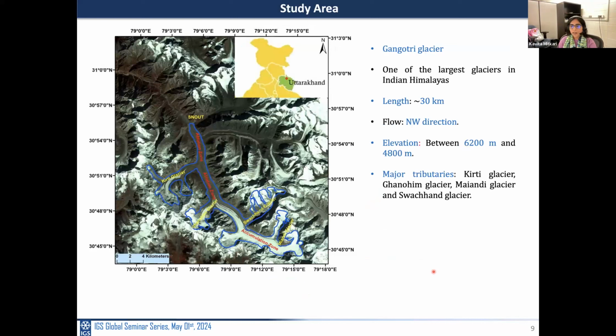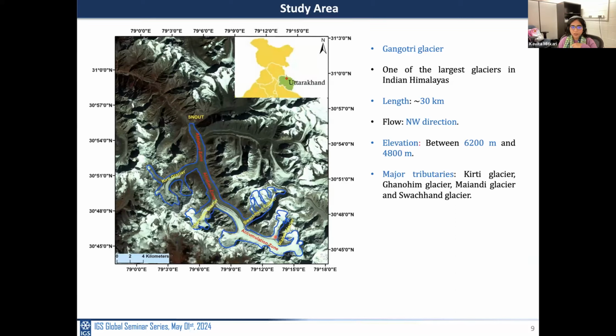The study area that I have considered here is the Gangotri Glacier, which lies in the Uttarakhand district of the Indian Himalayas. As can be seen from this particular image, this is the snout, and this particular area forms the Gangotri district. This snout is approximately 18 kilometers from the Gangotri village.